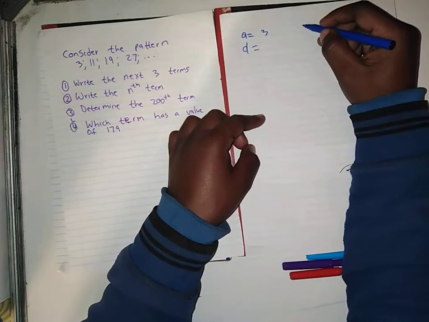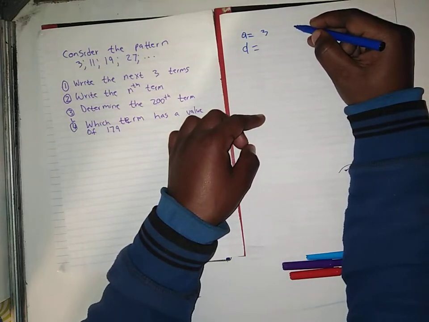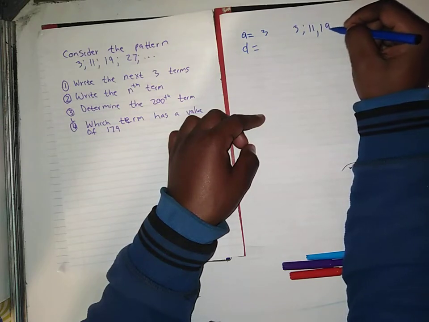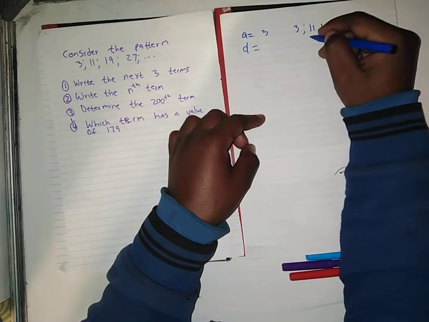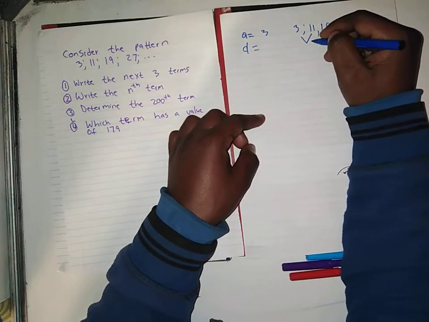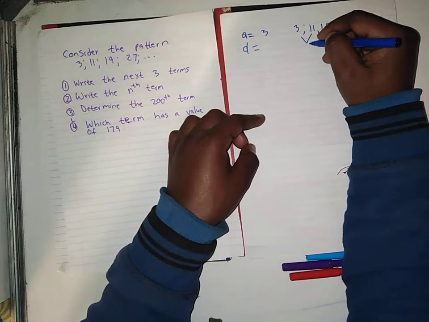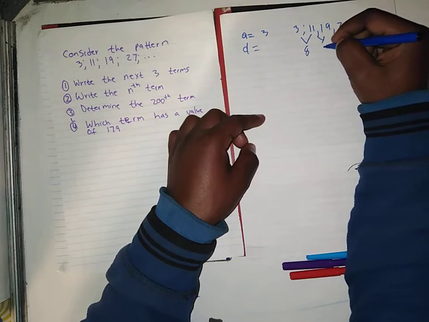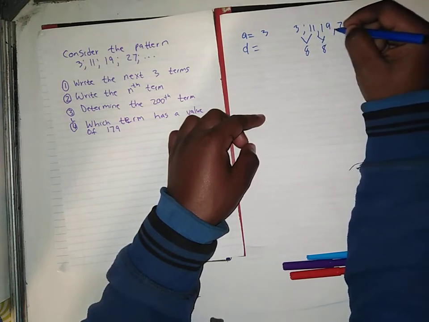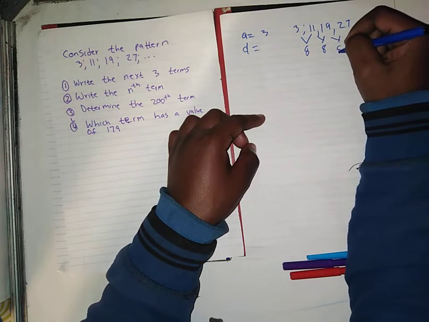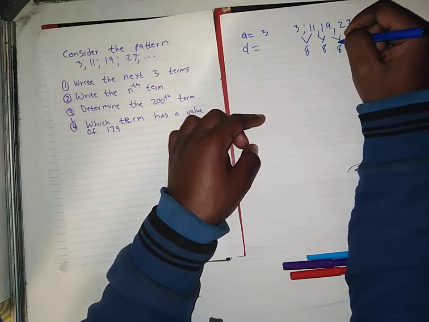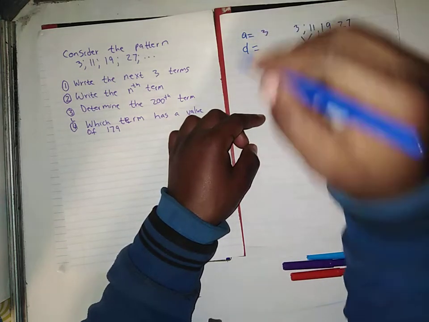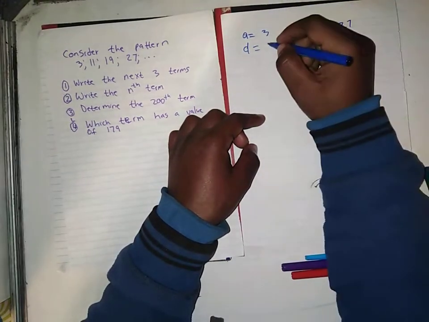Let's just do this. We'll say, okay, 3 and then 11 and then 19 and then 27. So we'll say 11 minus 3. What do we get? We get 8. 19 minus 11, we get 8. 27 minus 19, what do we get? We get 8. Oh, so this has a common difference. All right, so it has a common difference, which is d. What is our d? Our d is 8.